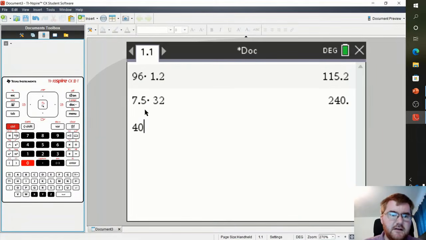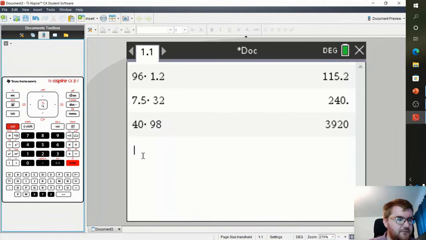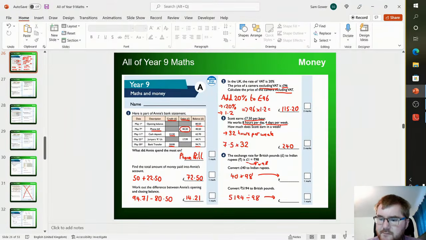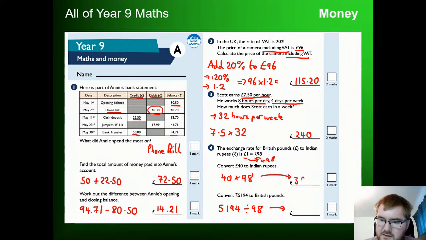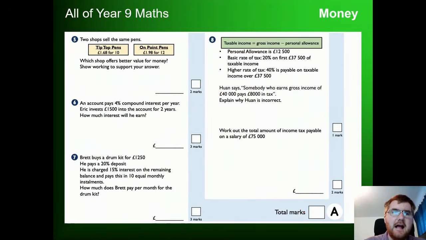So we do 40 times 98, we have 3,920, and now let's do the other calculation, 5,194 divided by the exchange rate, so 98 is equal to 53. So let's pop both those in. So the first one will be 3,920 rupees, and then this will be equal to 53 pounds. Perfect. And now we're on to the classic Best Buy question here.